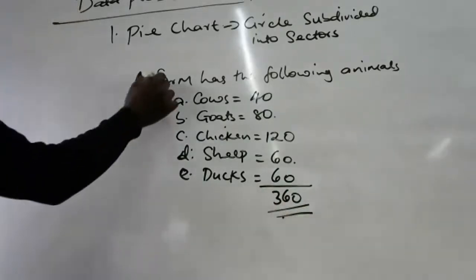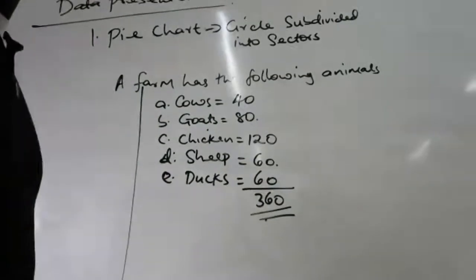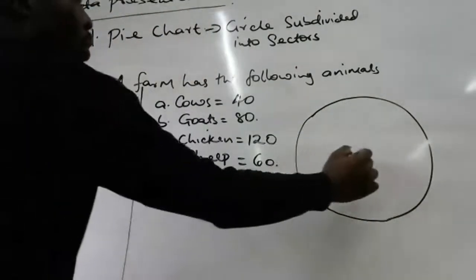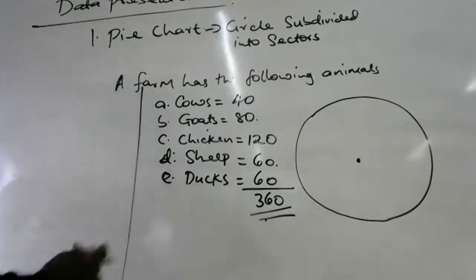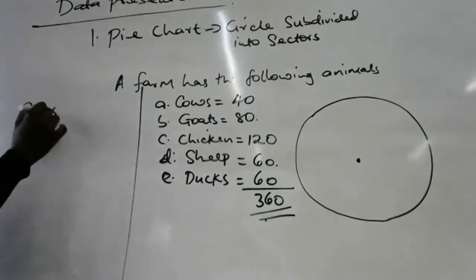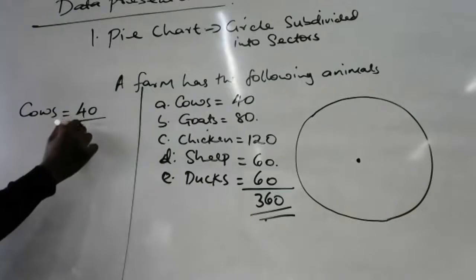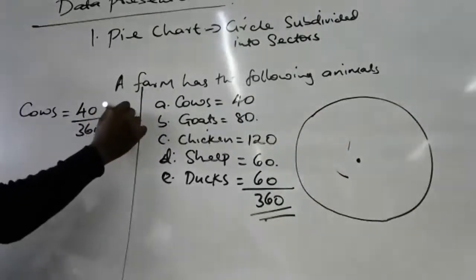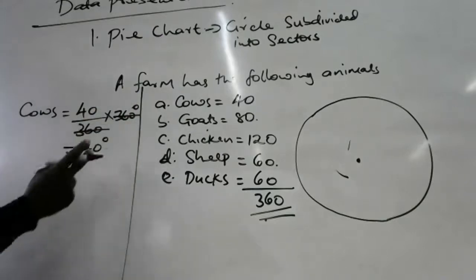If you want to present that, you need to convert these figures into degrees, because a circle has got 360 degrees. So what you will be required to do is to get the percentage represented by the cows. They are 40 out of 360, then we multiply by the number of degrees in one rotation, which is 360 degrees. So they are going to be represented by a sector that has got 40 degrees.